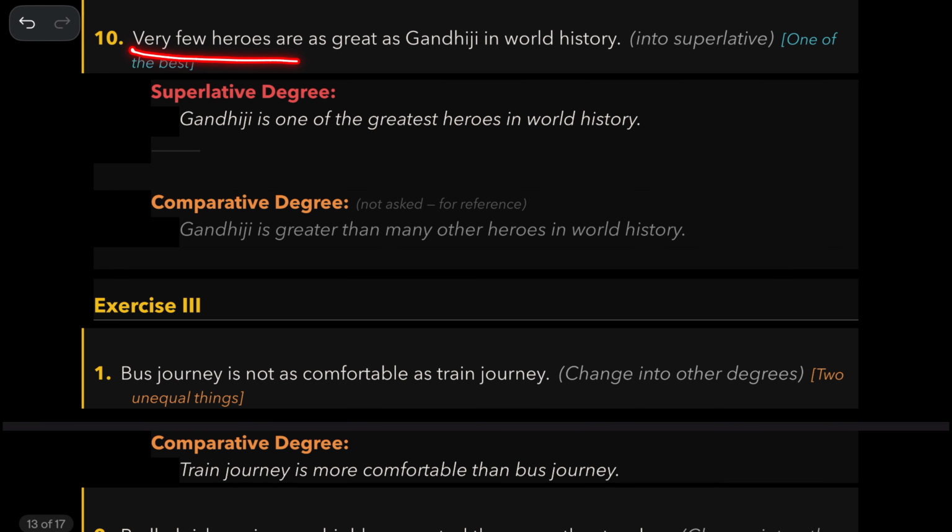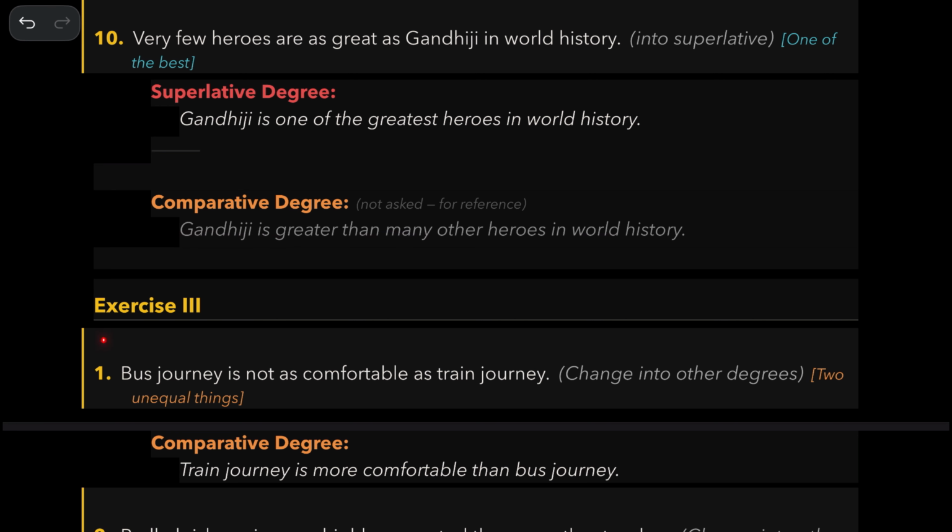Very few heroes are as great as Gandhiji in world history. You are asked to use superlative form, and it belongs to the one of the best pattern. Superlative degree, as instructed: Gandhiji is one of the greatest heroes in world history. And comparative degree, just for reference: Gandhiji is greater than many other heroes in the world.